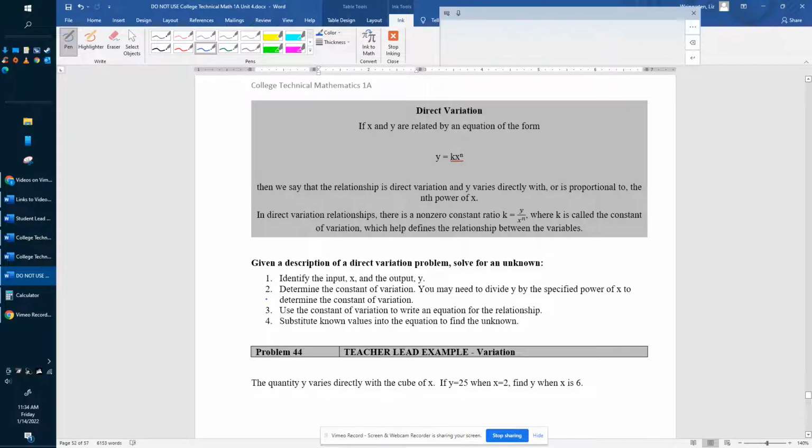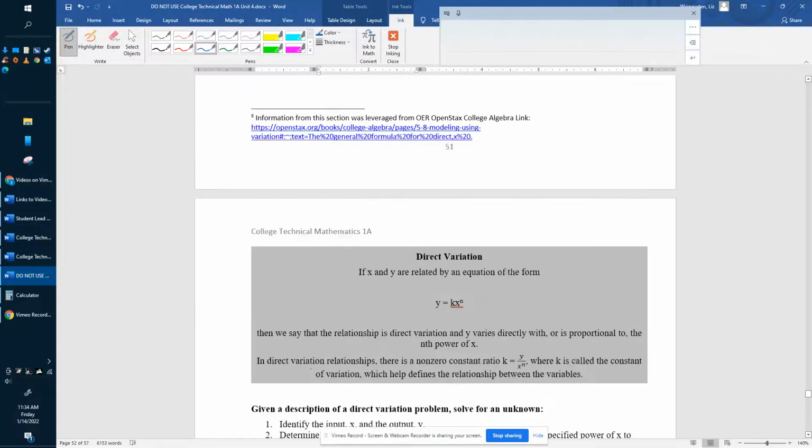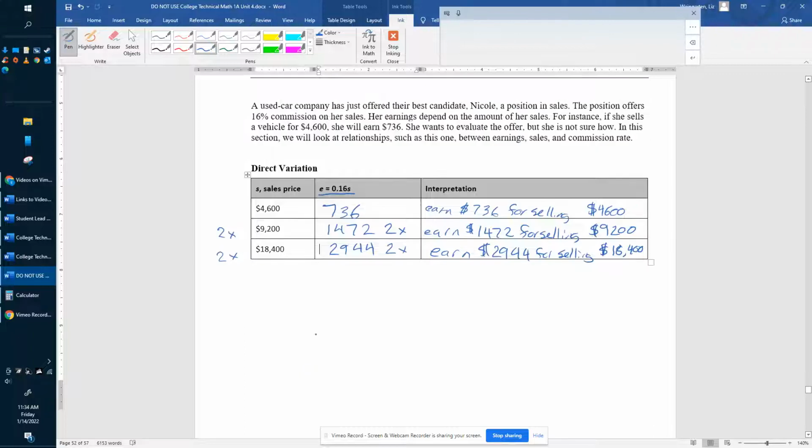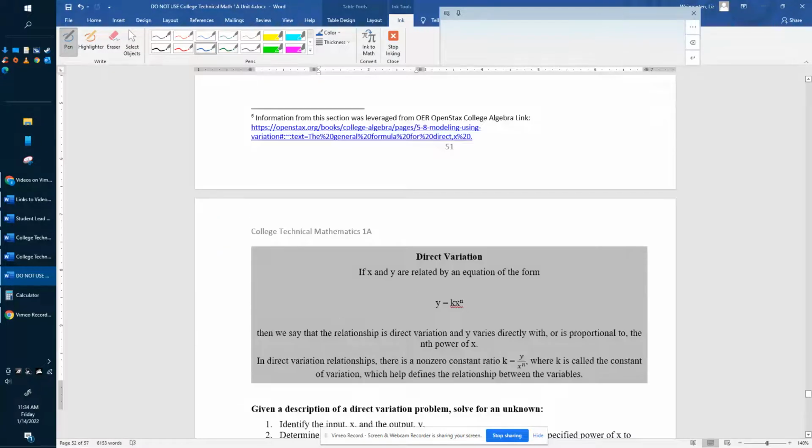Here is our formula for direct variation, and that is a perfect example of direct variation. Direct variation says that both items go up at the same rate. So our relationship is y equals k times x to the n. In this case, y is what she earned. K is our constant. K is always a constant. We call it the constant of proportionality. Very long word for such a short letter.